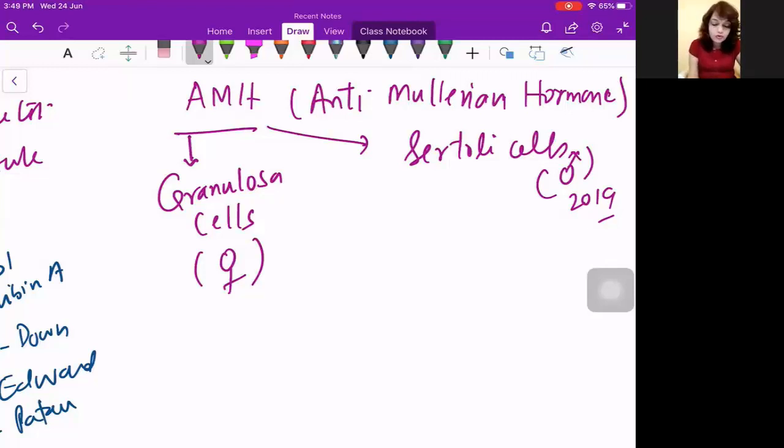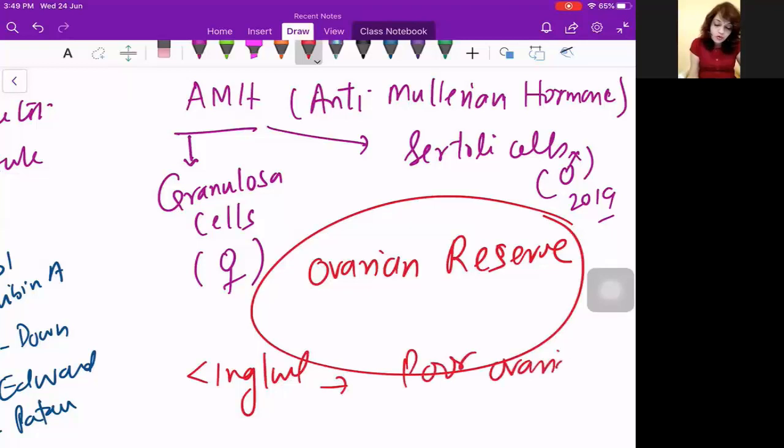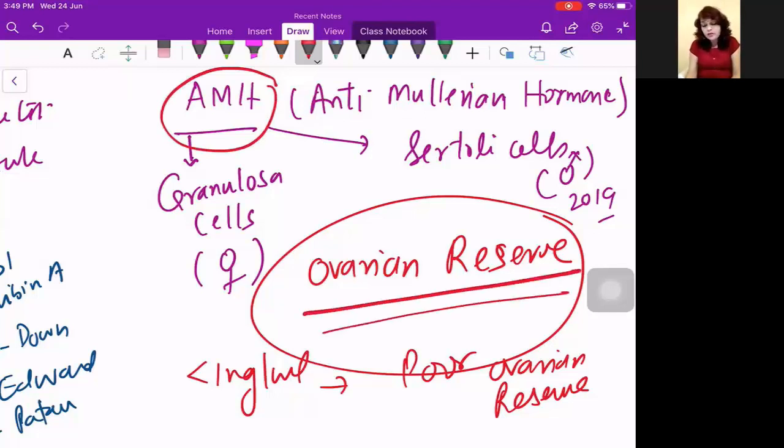Anti-Müllerian hormone is an important marker for ovarian reserve. It is the best investigation to check ovarian reserve. Ovarian reserve means the number of resting follicles in the ovary. Anti-Müllerian hormone less than 1 nanogram per ml means there is poor ovarian reserve. In that case, the infertility patient is taken up for IVF using donor oocytes. Fine, so anti-Müllerian hormone is the marker for ovarian reserve.